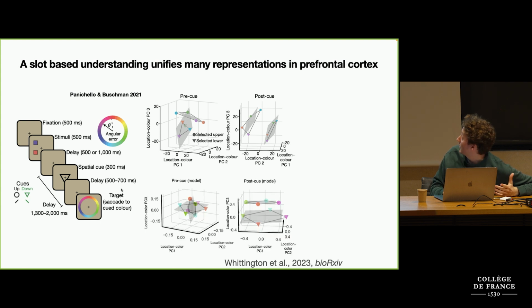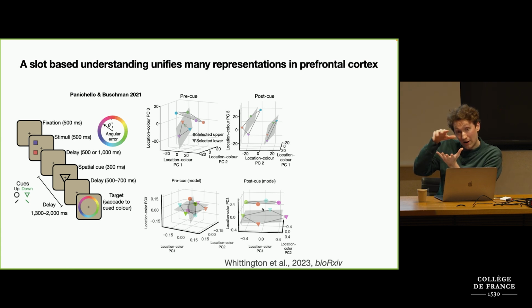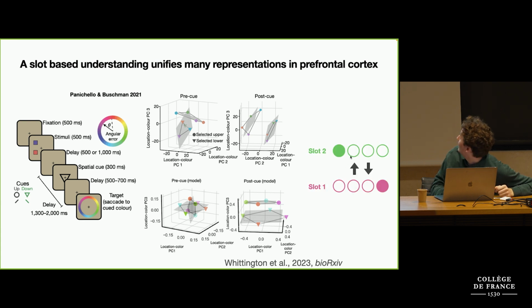Okay, and we can do the same thing. We can train a recurrent neural network. The images aren't quite as pretty here, but the point is the same, that before the cue we have orthogonal subspaces. After the cue, these subspaces become parallel to each other. And how do we understand that with the model? Well, again, quite easily. So we've taken these two stimuli, we've made the delay, and all that's happened is right now we've got the bottom object in one slot and the top object in the other slot.